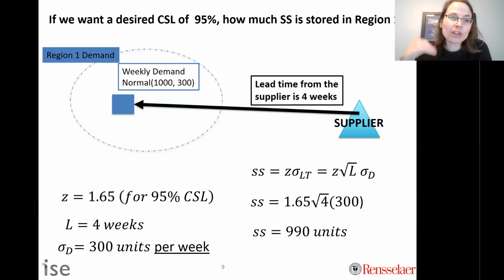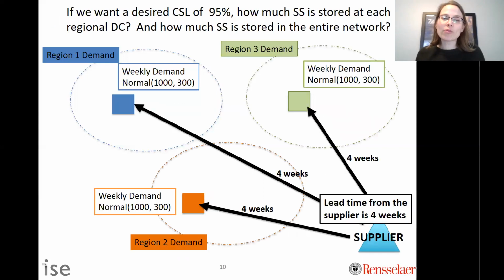So at region 1, if region 1 has its own inventory and only fulfills the demand that is in region 1, it will need 990 units of safety stock. So now we can think about, well, we need to know not just region 1, we need to know region 2 and region 3, and then we want to understand the whole network. One thing to note is if you look at region 1, we just calculated that region 1 has 990 units.